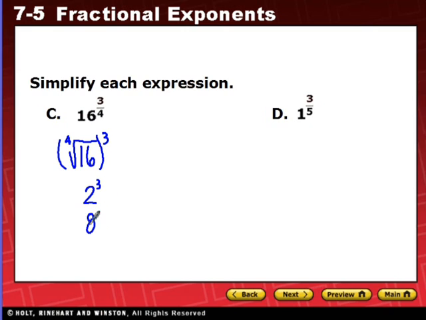And once again, in the comprehension way of thinking about it, we have 4 2s that make my 16. I need 3/4 of them. That would be 2 times 2 times 2, which is 8. Next, 1 to the 3/5 power. 1 to anything, and any root of 1, is always 1. It's just always easy, always. No exceptions to the rule.